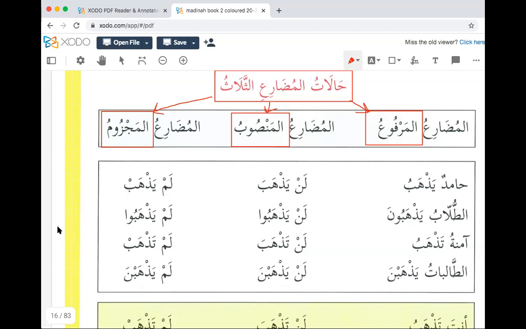Anyway, that was relating to fi'l madi. Here we have with us fi'l mudari', and it is in three forms: marfu'un, or mansubun, or majzumun. If you look at it, you have hamidun, mufradun, mudhakkar, yadhhabu. All of this is relating to the marfu'. If you're going to go for the plural, at-tullabu, you'll say yadhhabuna. Singular mu'annath, hiya, tadhhabu, aminatu, tadhhabu.